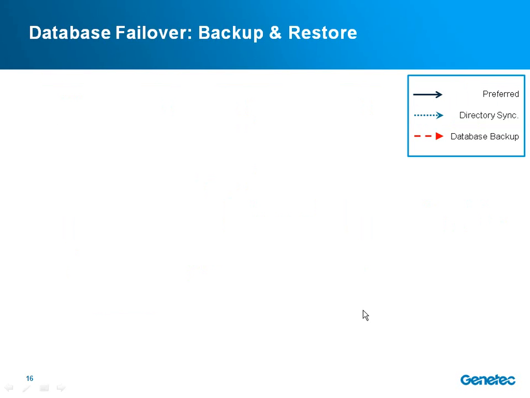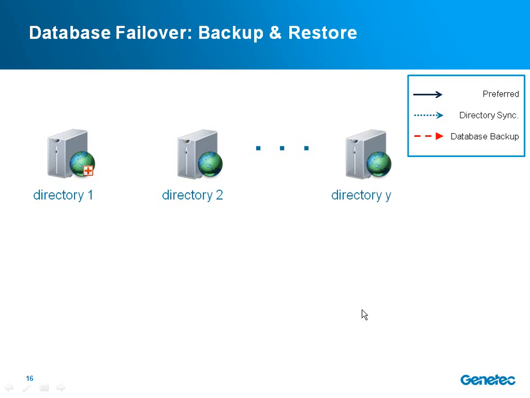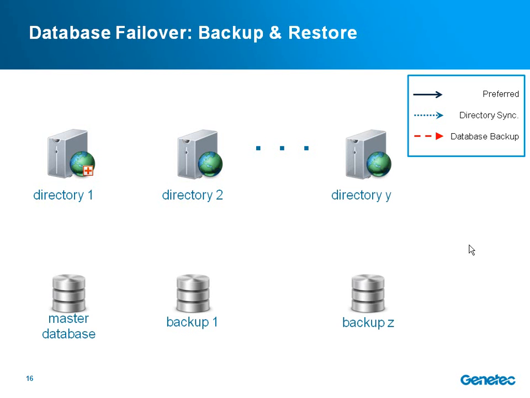Moving on and looking at how database failover works, we're going to move the clients out of the picture and only look at our directory servers here. We're going to talk about database failover using the backup and restore method, so we have our databases down here. These can either be installed on the directory servers themselves or on a separate server, but it has to at least be an expansion server.